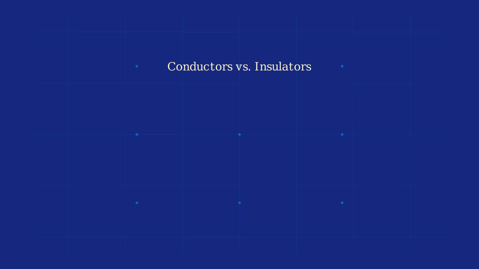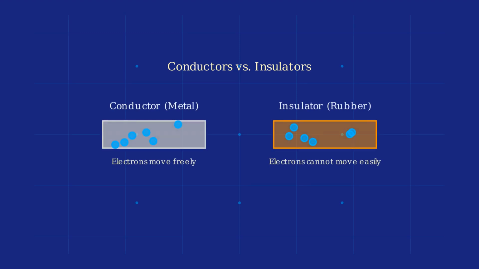Materials can be classified as either conductors or insulators based on how easily electrons can flow through them. Conductors, like metals, allow electrons to move freely. Insulators, like rubber, restrict electron movement.